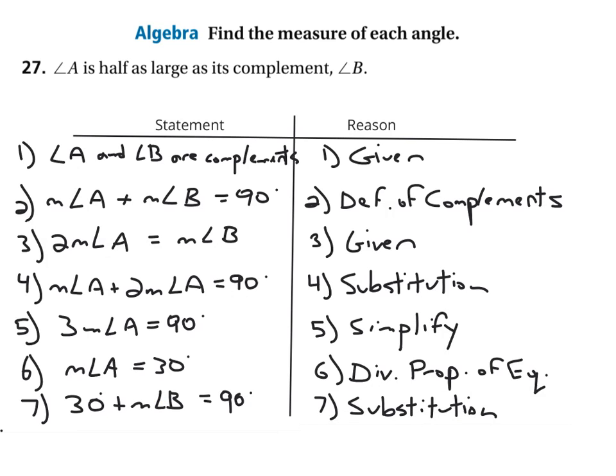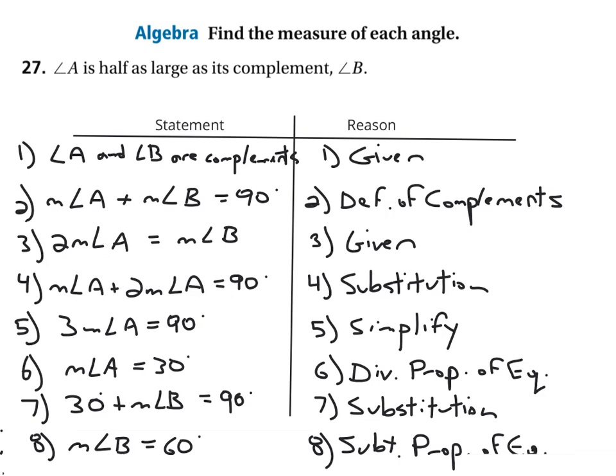We substituted. And then, finally, if we were to subtract 30 from both sides, we would just simply get the measure of angle B is equal to 60. What did we do there? We subtracted 30 from both sides. So what do we call that? Subtraction property of equality.